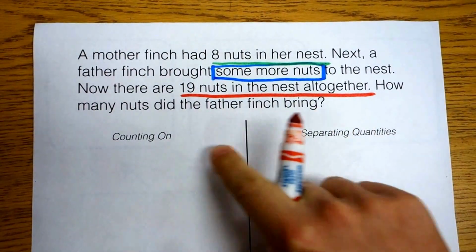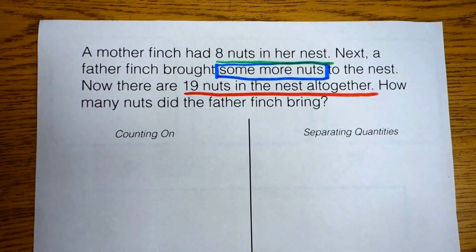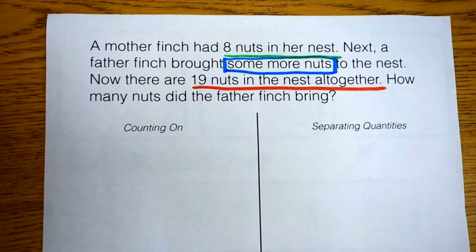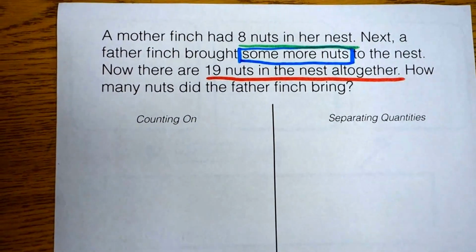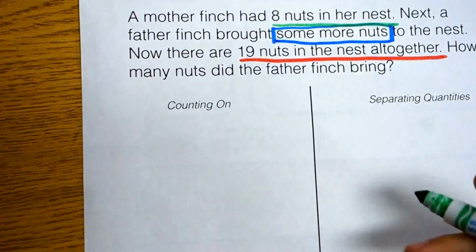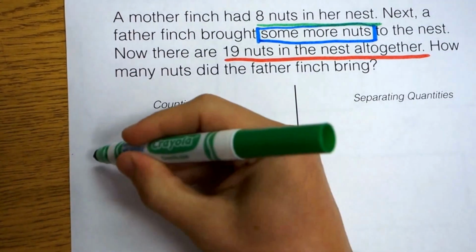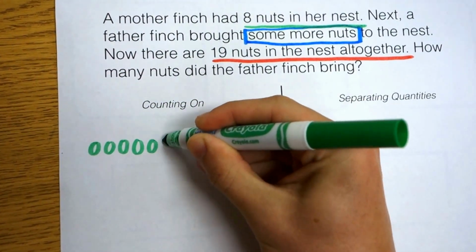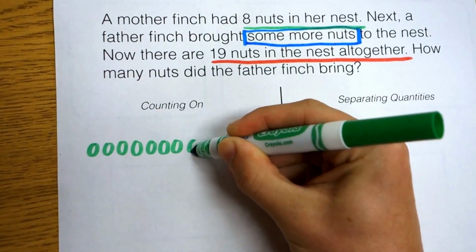So there are 2 different ways that we can represent this problem and that we can find our answer, and I'm going to show first the strategy of counting on. So with this one, what we do is we just represent from the beginning to the end. So first we have 8 nuts in the nest. So I'm going to draw 1, 2, 3, 4, 5, 6, 7, 8.